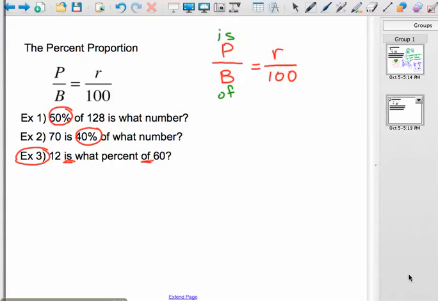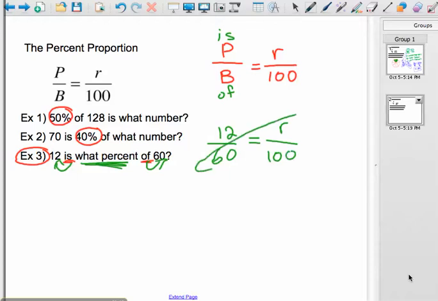So here we go. In example 3, I have 12 is. Right away, I know 12 is the part. So in my new blank proportion, I'm going to put 12 as the part. Then I see of 60. So I know that the whole is 60. And then it says, what percent? That tells you that you don't know the rate or the percent. So that's what we're going to be solving for.